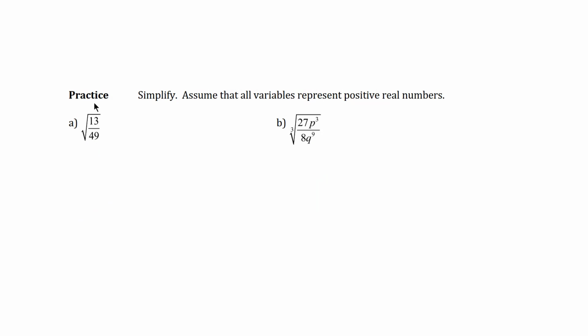Next, we have a practice problem. Simplify. Assume that all variables represent positive real numbers. For part A, we have the square root of 13 over 49. For part B, we have the cube root of 27p cubed over 8q to the 9th power. Alright, so go ahead and pause the video, try out this problem, and check back with the video to see the answers.